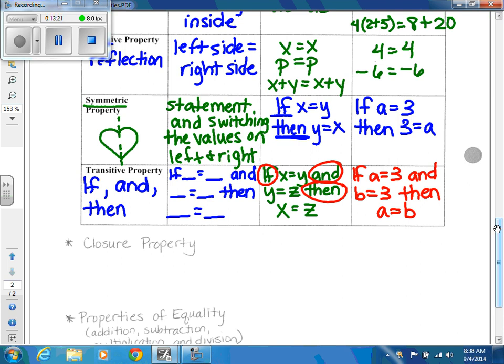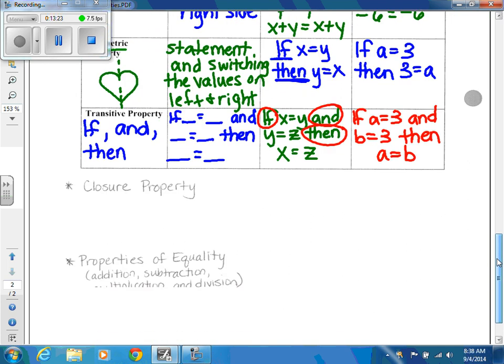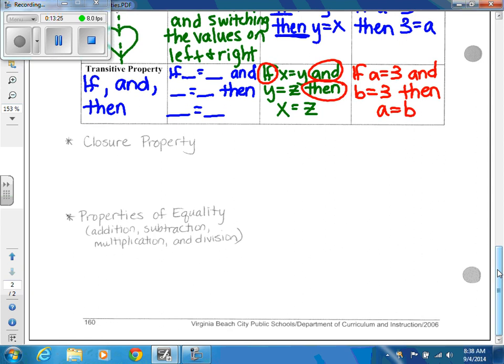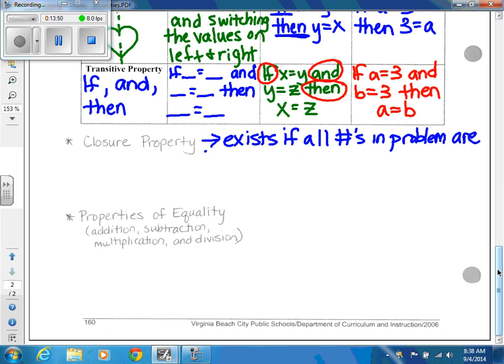Okay. The other 2 properties that are listed below that are not in the chart are not ones you're going to have to memorize as properties just yet. We will embed those in the next chapter when we solve equations, but they're worth mentioning at this point because they are an actual property. So the closure property exists if all numbers in the problem are from the same set of numbers.